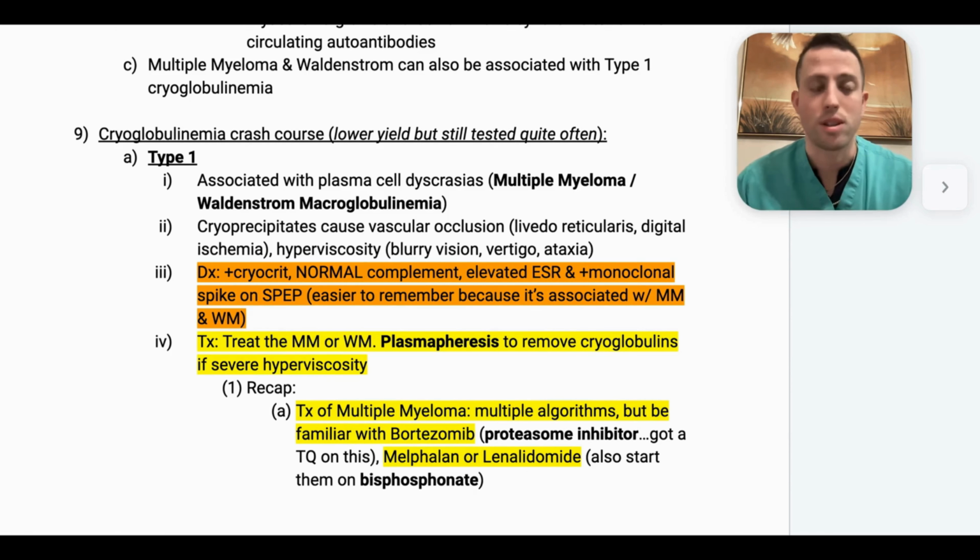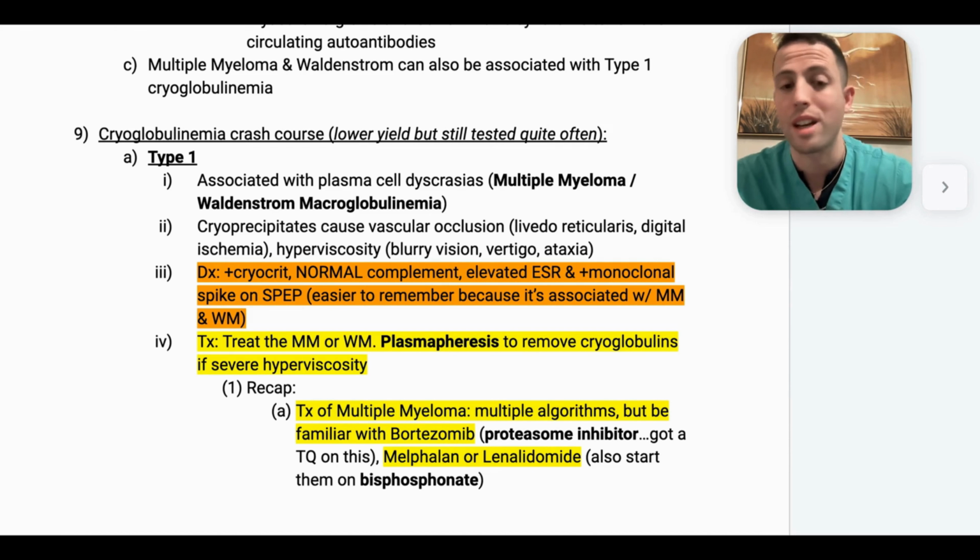And the symptoms of hyperviscosity can include blurry vision, vertigo, and ataxia. To diagnose type 1 cryoglobulinemia, these patients are going to have a positive cryocrit with normal complement, as well as an elevated ESR and a positive monoclonal spike on SPEP. And that's easy to remember because it's associated with multiple myeloma and Waldenstrom's macroglobulinemia. So you use an SPEP to help diagnose multiple myeloma, and you also see a monoclonal spike on SPEP with type 1 cryoglobulinemia.